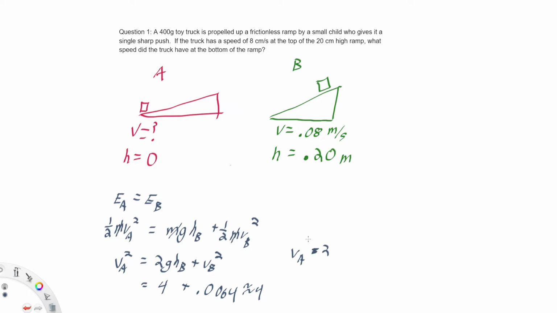Okay, questions or comments? Did we square root? Oh yeah, we did. Sorry. 1.98, also a perfectly acceptable answer. That's what you get if you plug in 9.8 for g instead of 10.